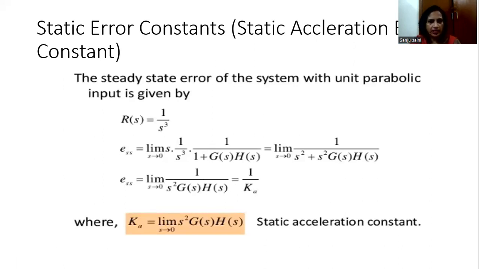So we have now become familiar with three types of error constants. The error constant for the unit step input, that is the static position error constant. The static velocity constant, that is for the unit ramp input. And corresponding to the unit parabolic input, we have defined the static acceleration constant.